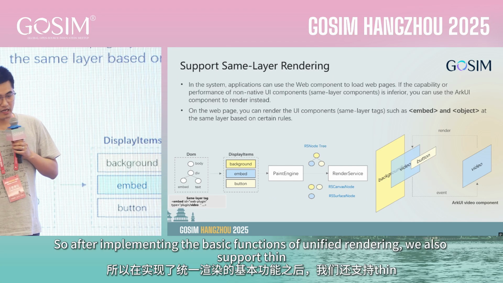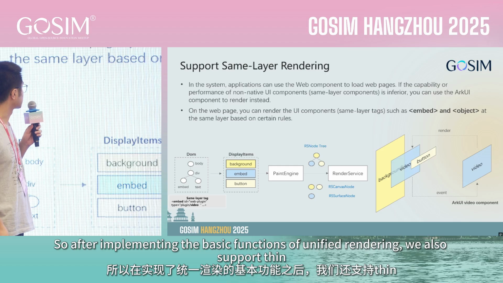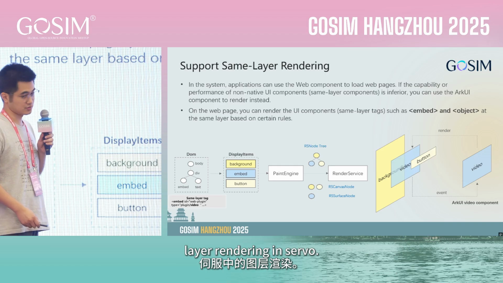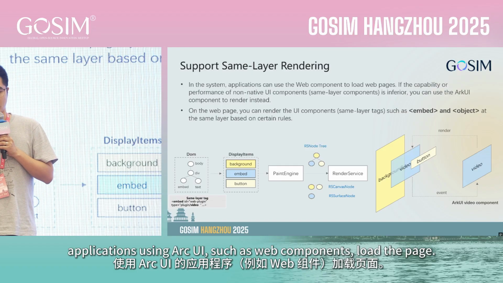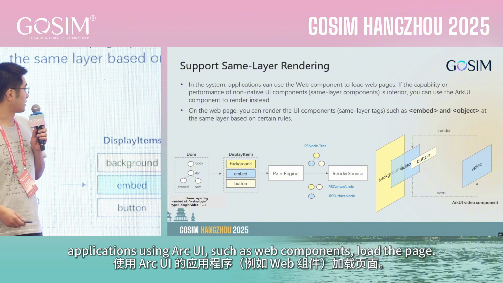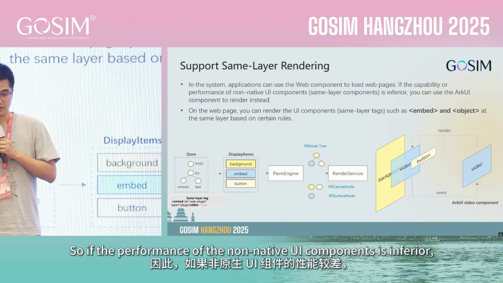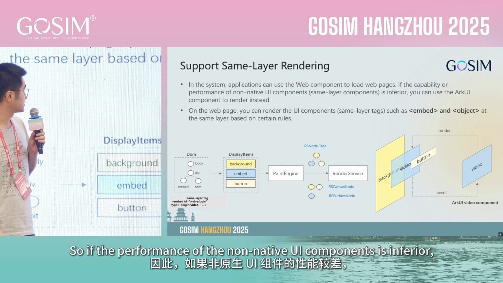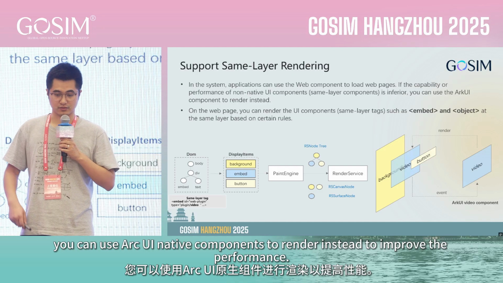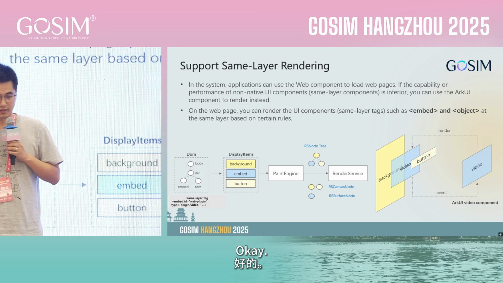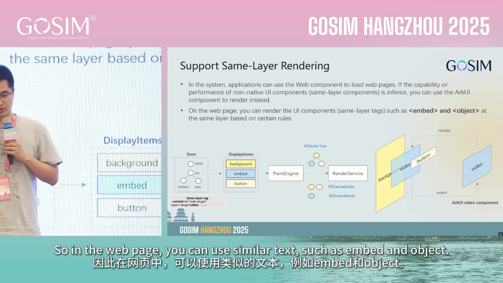Okay, so after implementing the basic functions of unified rendering, we also support same layer rendering in Servo. In OpenHarmony, applications using ArcUI, such as web components, load the page. But if the performance of the non-native UI components is inferior, you can use the ArcUI native components to render instead to improve the performance. So in the web page, you can use the same layer tag, such as embed and object.